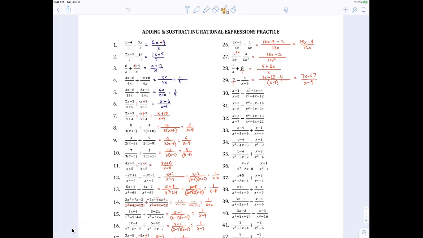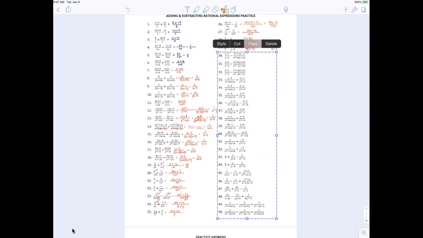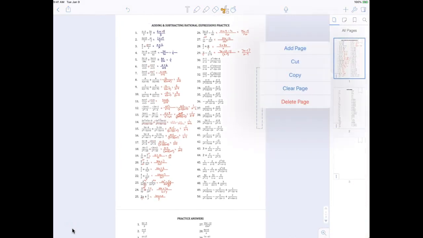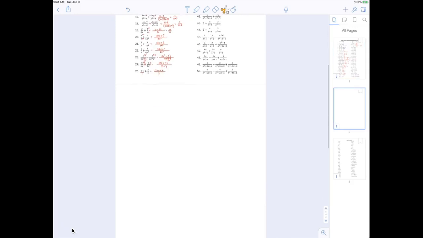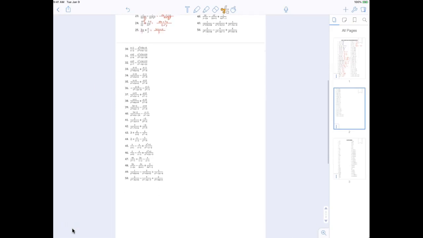30 through 50, and then let's add a page. All right, so here we go. Everybody grab 30 through 50, and then add a page, and then paste it, and then you can just blow it up a little bit.